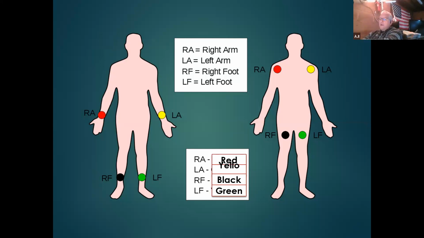You have red, yellow, black, and green. So as you see on here, you're not necessarily going to have yellow. Most of the time you're going to have white, truthfully. But the white is going to go on the patient's right arm, and then smoke over fire, which is not showing on this diagram. So the RA, the right arm, will be white.